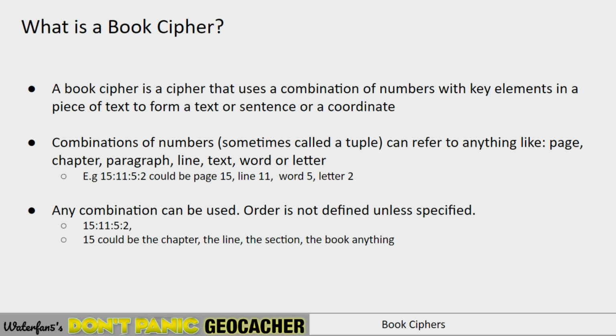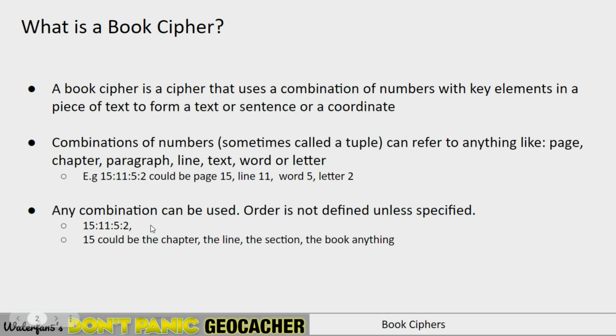So, for example, you see here something that says 15, 11, 5, 2, and then with the separations in between. In this case, that could mean page 15, line 11, word 5, letter 2. But it could also mean that it is chapter 15, line 11, word 5, letter 2. Or it could be completely the opposite, that it is all a mixture, so it doesn't have to be that the first one is the page, it could be the last one is the page.